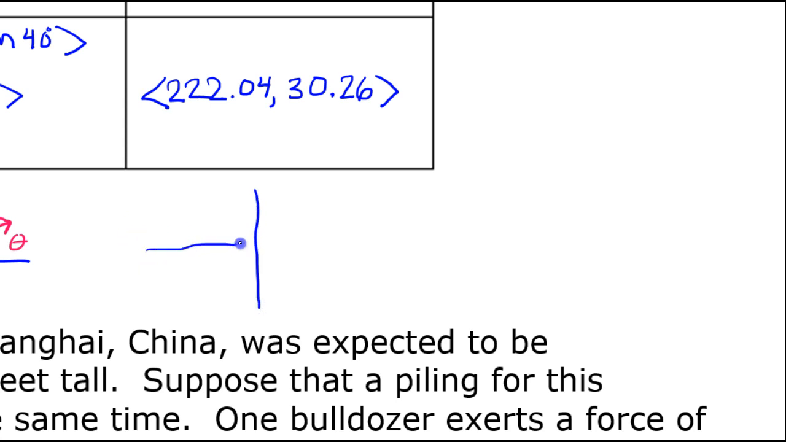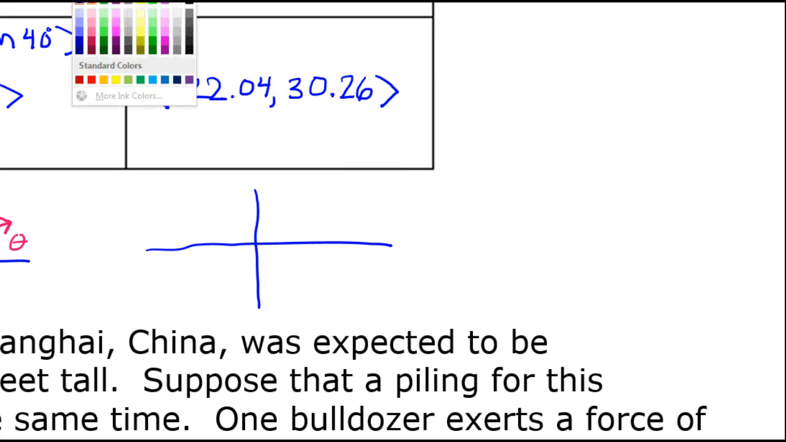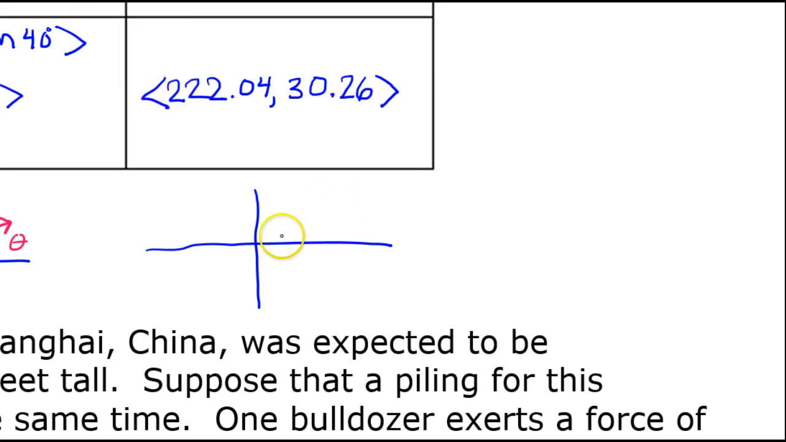So let's make a diagram using an x and y axis. Looking at these components, I have a positive 222.04 and a positive 30.26. That means right and up, so I'm dealing with a vector that is in the first quadrant. I'm just going to go ahead and draw a vector into the first quadrant like this, and I will make a triangle out of it surrounding the direction.